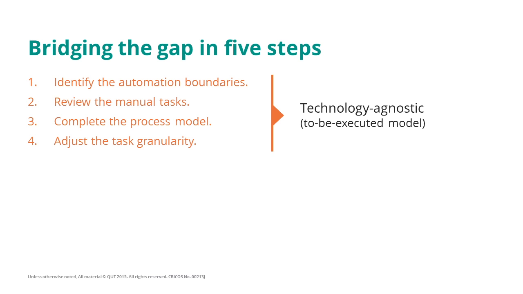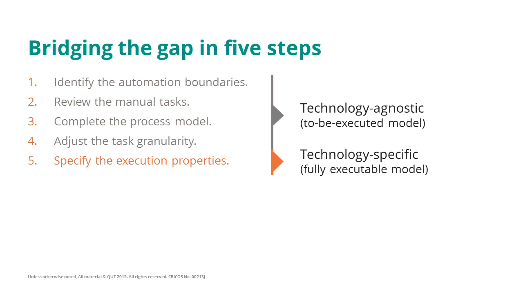So by completing these 4 steps, we will obtain the to-be-executed process model. And the last step is about specifying execution properties, such as, for example, data types and data mappings, which are typically specific to the BPMS of choice.